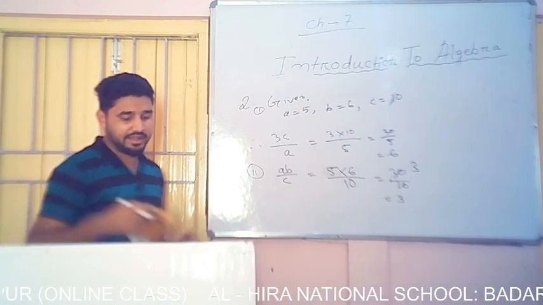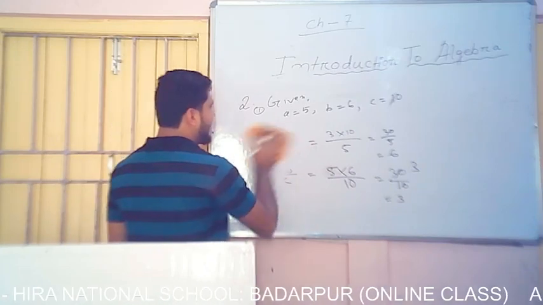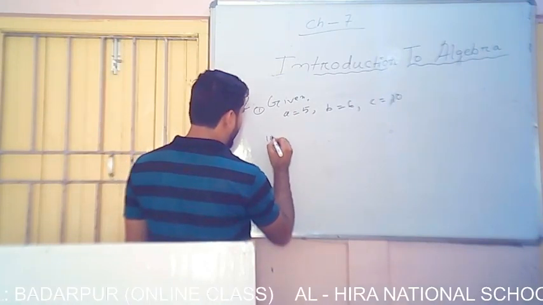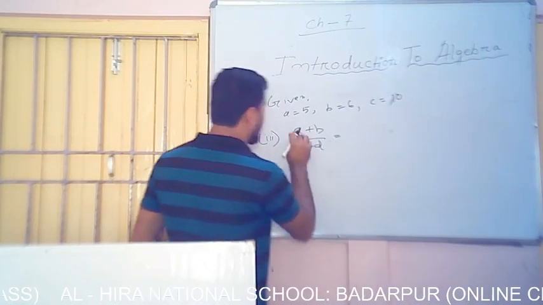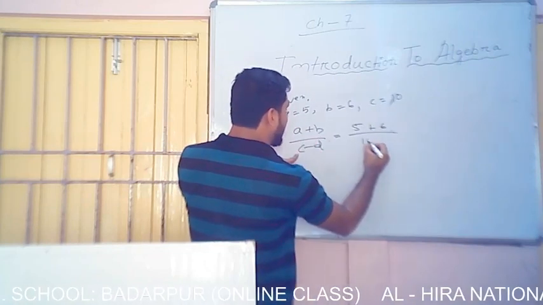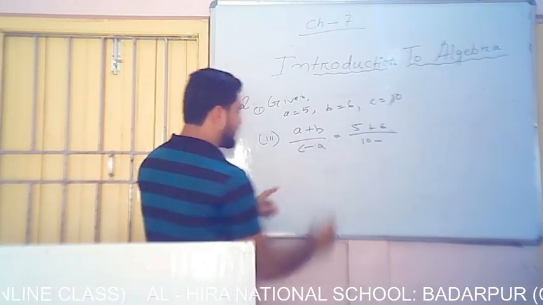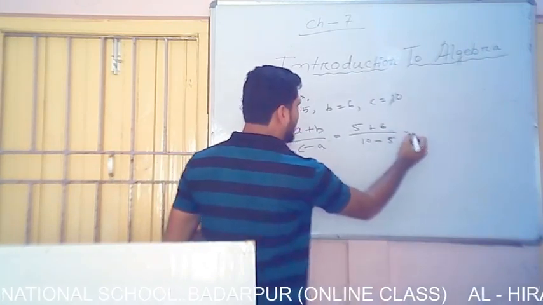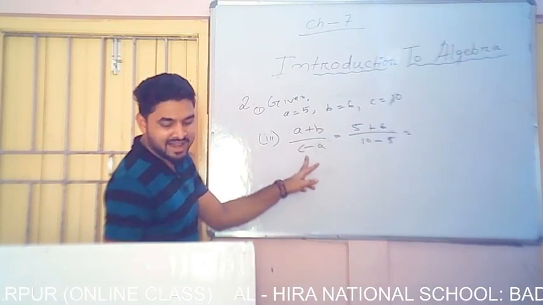Now come to question number 3. a plus b divided by c minus a. So for a we can write 5, for b we can write 6, divided by, for c we can write 10, and c minus a, for a we can write 5. So we correct here: question number 3 is a plus b divided by c minus a.